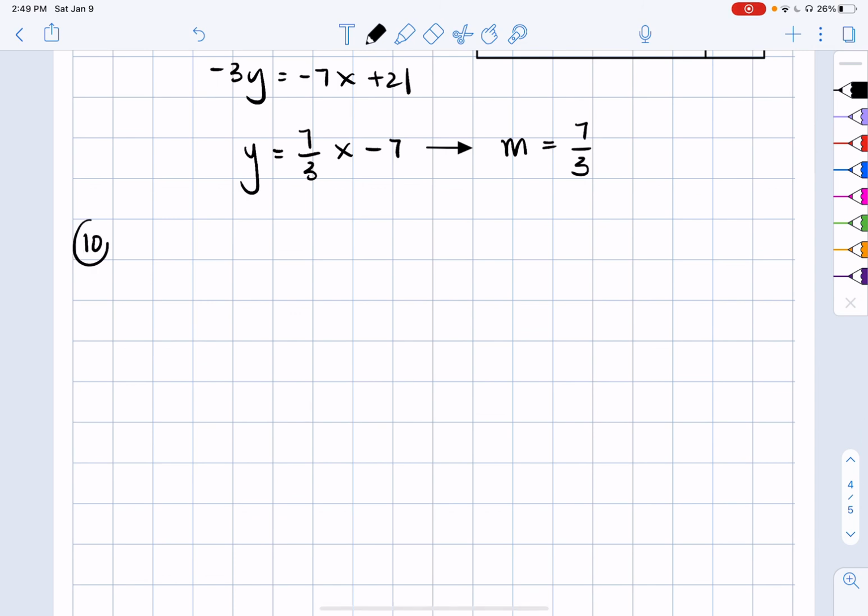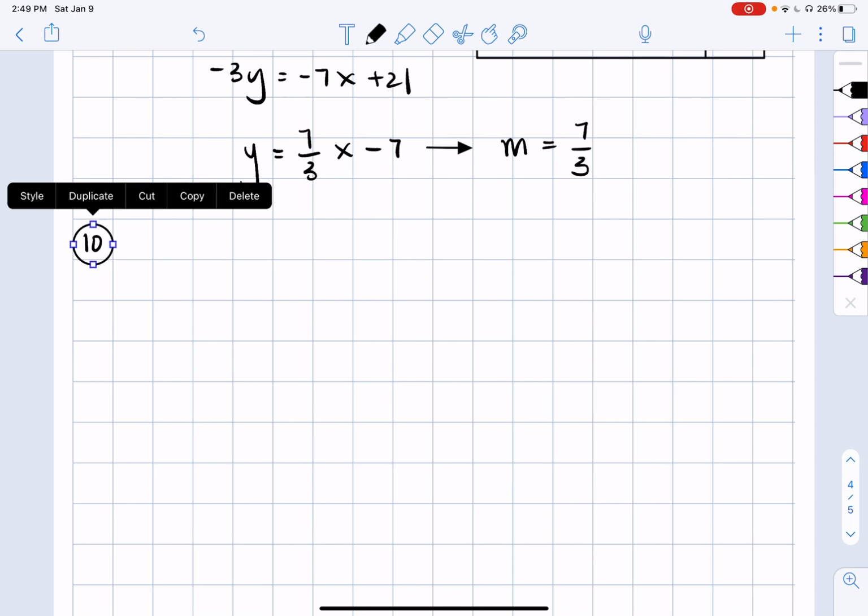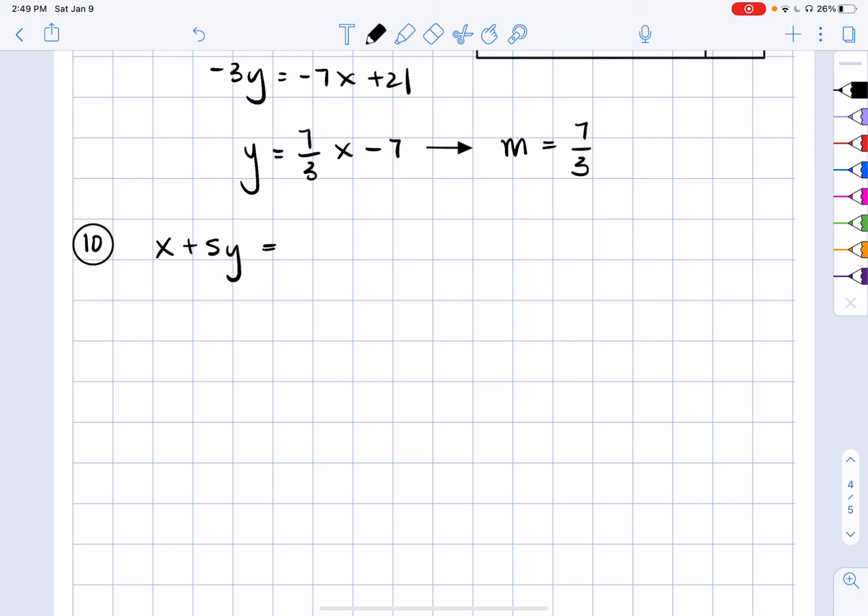Now off to 10. That's a problem, guys. All right, so 10. Same thing, parallel, perpendicular, or neither. So same thing, I'm going to get y by itself so I know what the slope is. So I got x plus 5y is equal to -11. To get y by itself, I'm going to subtract the x over. So I got 5y is equal to -x minus 11. Divide everything by 5. So I got y is equal to -1 over 5x minus 11 over 5. So my slope here is -1/5.